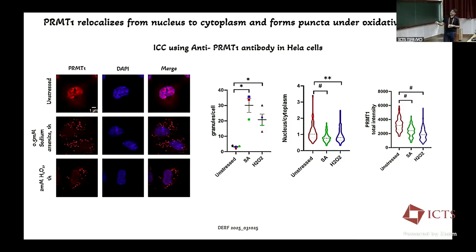But when you stress these cells, either with sodium azide or with, and this is endogenous PRMT1, by the way, you can see that there is a lot of cytoplasmic relocalization of the protein, and it accumulates in these puncta. Again, the nucleus to cytoplasm ratio changes, which is what this is saying. The granules assemble, and the PRMT1 levels actually go down. So this is not because of an overall increase in PRMT1 levels. I don't know what it's because of, but it's at least not due to an increase in protein levels.